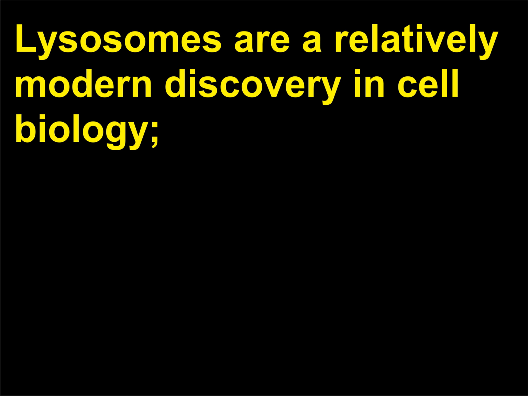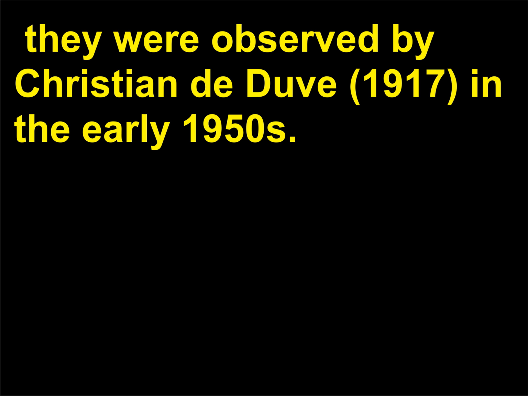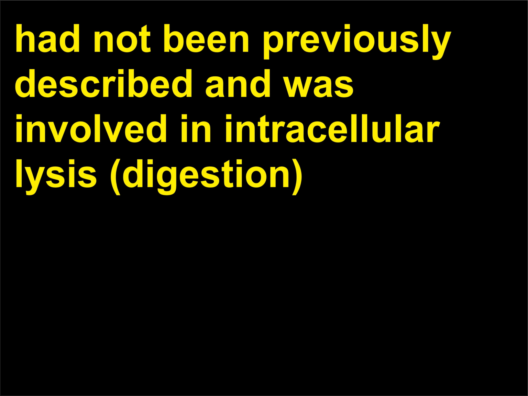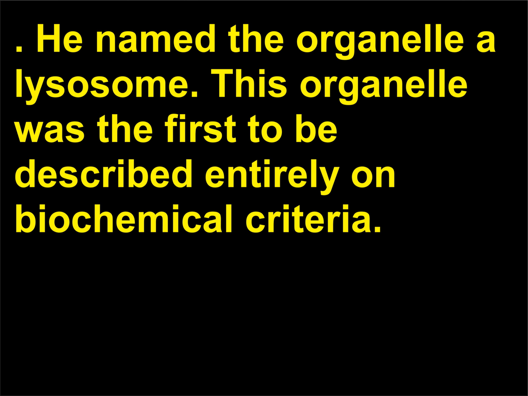Lysosomes are a relatively modern discovery in cell biology. They were observed by Christian de Duve, 1917, in the early 1950s. In 1955, after 6 years of experiments, de Duve was convinced that he had found an organelle that had not been previously described and was involved in intracellular lysis, digestion. He named the organelle a lysosome.